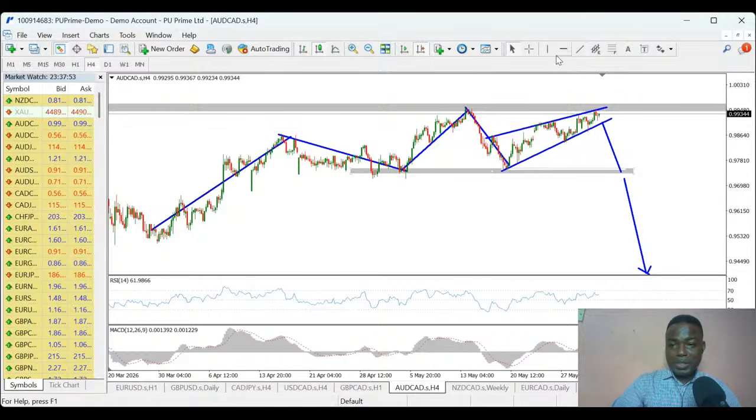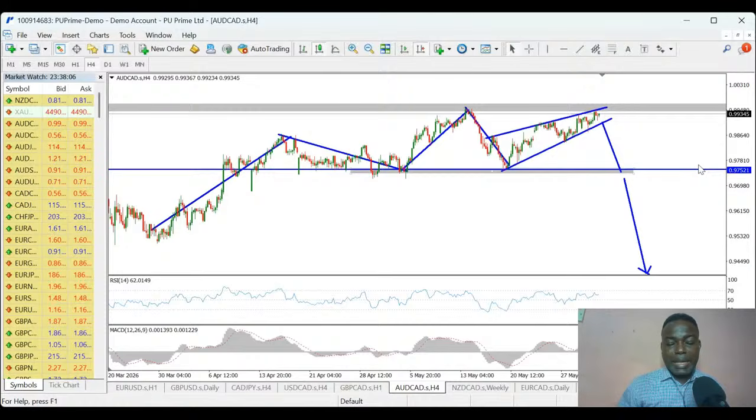Okay, but for now, we just want to maintain that recent neckline region as our level, as our projected profit level, until there's confirmation of a further bearish breakout. So I'm bearish on the AUD card on both the 1 hour and the 4-hour time frame.